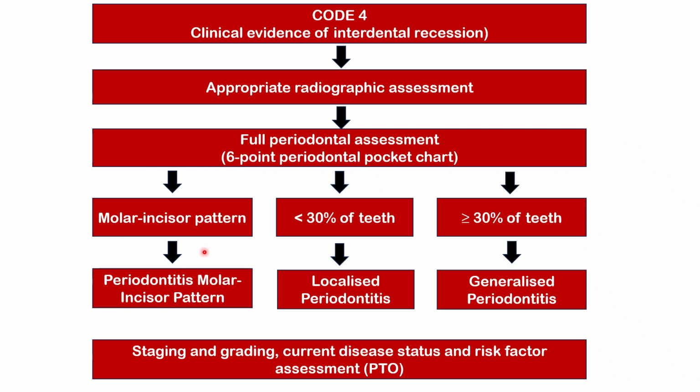The first pattern is the molar-incisor pattern. In this, the bone loss is predominantly seen around the first molars and incisors. So this is periodontitis, molar-incisor pattern.